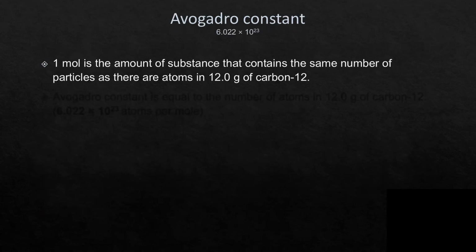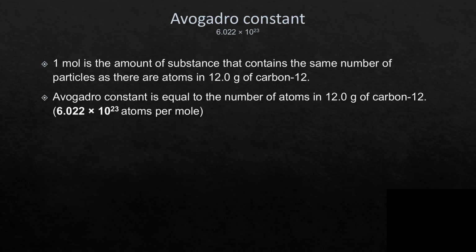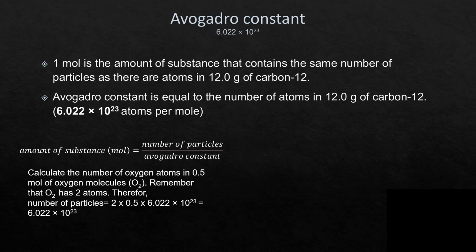1 mole is the amount of substance that contains the same number of particles as atoms in 12 grams of carbon-12. Avogadro's constant, 6.0 times 10 to the 23, can be used in this equation as a constant to find the amount of substance with the unit moles. By doing the number of particles divided by Avogadro's constant, we can find this.